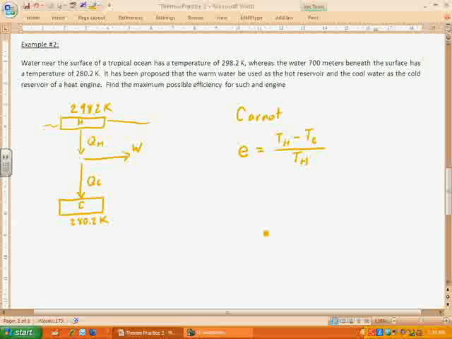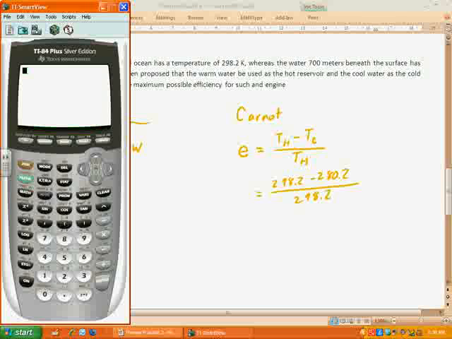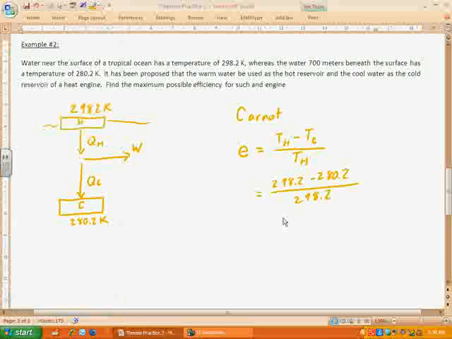So in this case, we can go ahead and just put those numbers in. The efficiency will be 298.2 minus 280.2 divided by 298.2. And so we should just be able to work through that now. 298.2 minus 280.2 and then divide by 298.2. And there you get 0.06, so that's 6.0% efficiency.